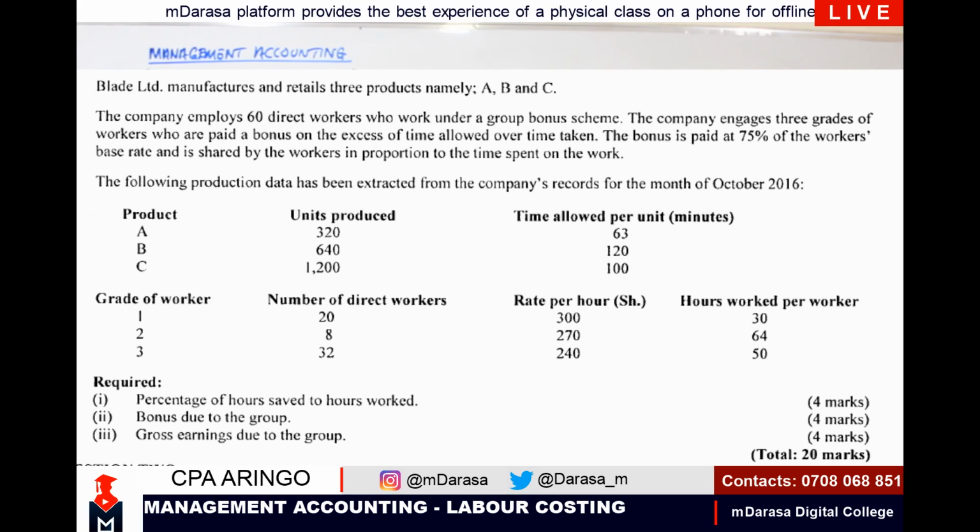Then this is what you are asked: the required percentage of hours saved to hours worked, the bonus due to the group, and the gross earnings due to the group. So this is a question I'm given, my good students, and I'm supposed to work it out.